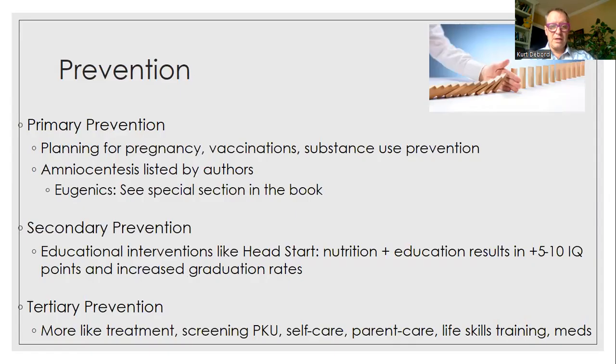Secondary prevention includes educational interventions like Head Start. And that's probably been the most successful secondary prevention of all, which includes nutrition plus doing education too. That usually results in an increase in IQ of about 5 to 10 points and increased high school graduation rates.